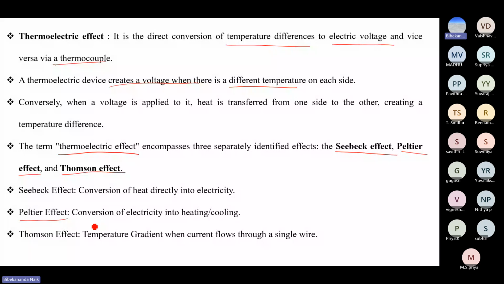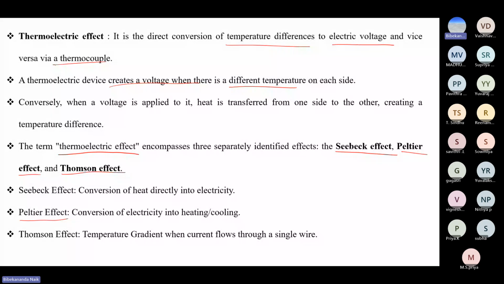That is, when we provide a potential difference, then there will be heating or cooling depending upon the terminals about which we are applying the voltage. And there is another effect which is called Thomson effect, where there is a temperature gradient when current flows through a single wire. So when current flows, generally the effect is more. These three effects are more or less the same, because current flows when there is a potential gradient or potential difference.